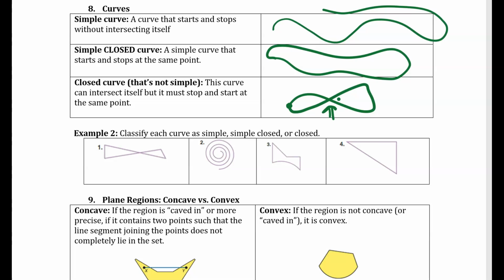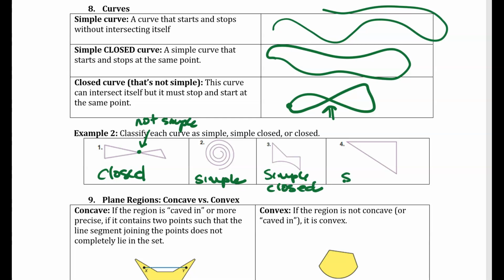So example 2, try these on your own first. Classify each curve as simple, simple closed, or closed. So I'm going to say this is closed. It's not simple because of that intersection point. This next one would be simple. It's open there. It doesn't start and stop at the same point, so it's definitely not simple closed. This one is simple closed. Starts and stops at the same point, no intersections, and then this one is also simple closed.